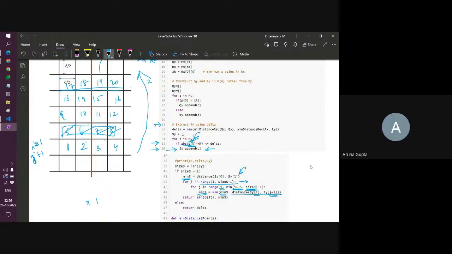Because it is only looking at the minimum of the size of SY or that plus 15, right? It will keep on matching the 15 points, right? That's correct. Means if we don't have these 2, 3, 4 till 16, that's correct.